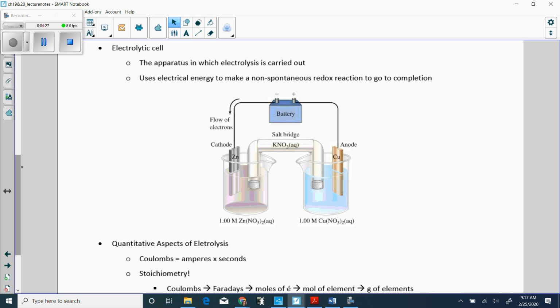In real life, you might have heard of something called chrome plating. Chrome plating is to make something really shiny and silver. So I think it's on fancy cars.